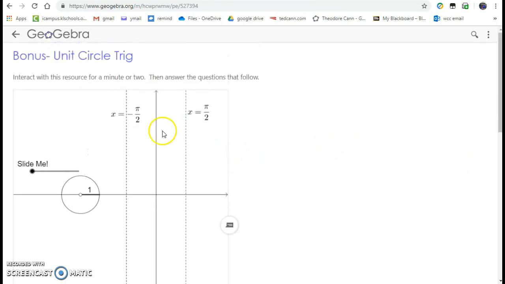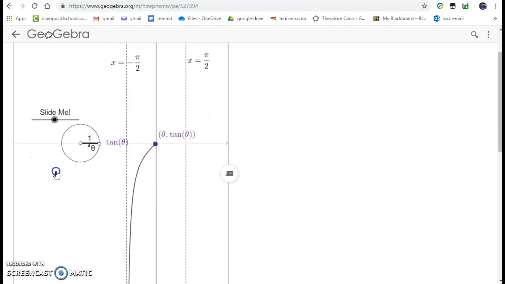So you're going to interact with the resource, this resource, for a minute or two. I don't know why I wrote that. I mean, do you need to do it for specifically a minute or two? No. Just slide the slider, take note of what's going on. When you have a pretty good sense of what's happening, then you're done with the slider.